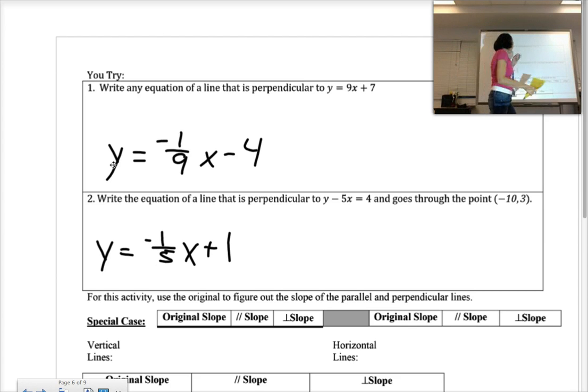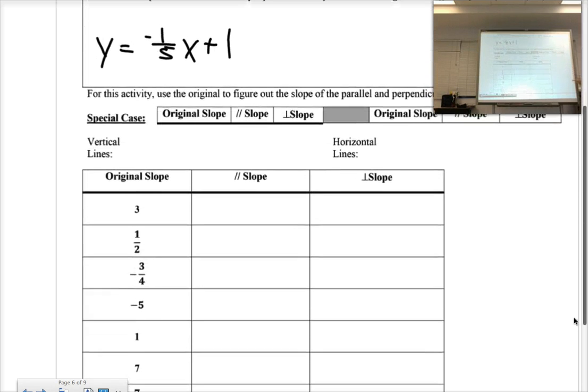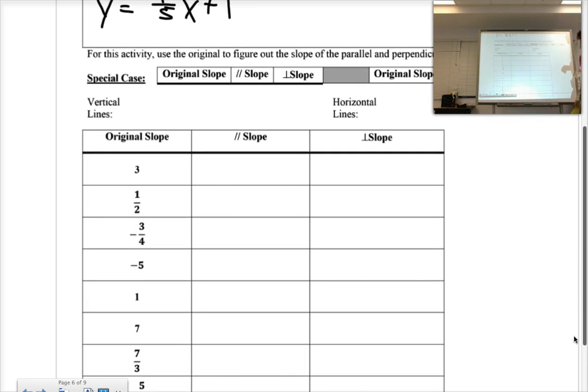Okay? Now the last thing I want to talk about is something that I think we confuse a lot, which is vertical and horizontal lines.